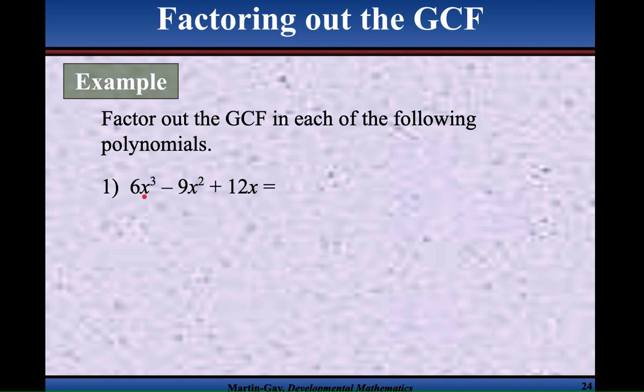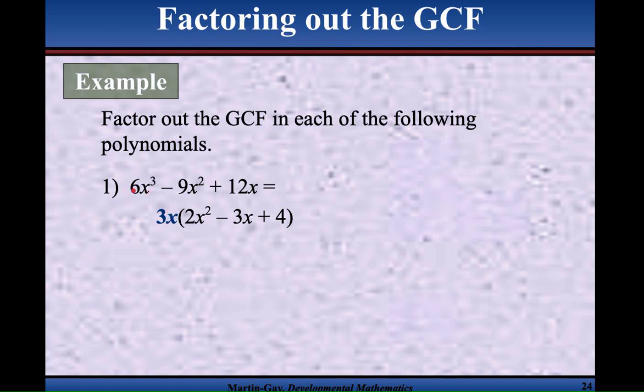However, now I'm going to look at my variables. If I have a variable x, and I've got an x in all the terms that are up there, I'm going to take the one with the lowest exponent. So this is a 3, this is a 2, this is a 1. So I'm going to factor out a 3 and an x.